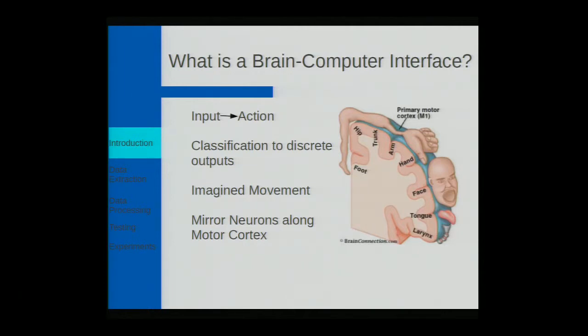And in particular for imagined movements, there are mirror neurons along this motor cortex which simulate actual movements. So I can imagine moving without actually moving my own body, and a similar thing will happen in the brain. And we can use these to classify these specific movements for our interface.